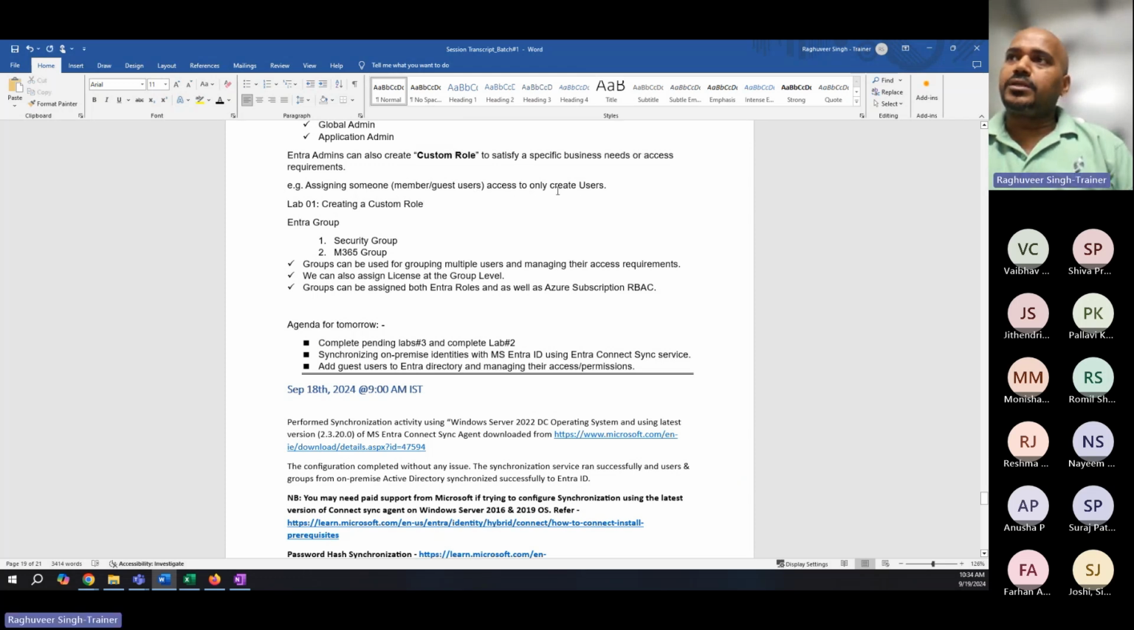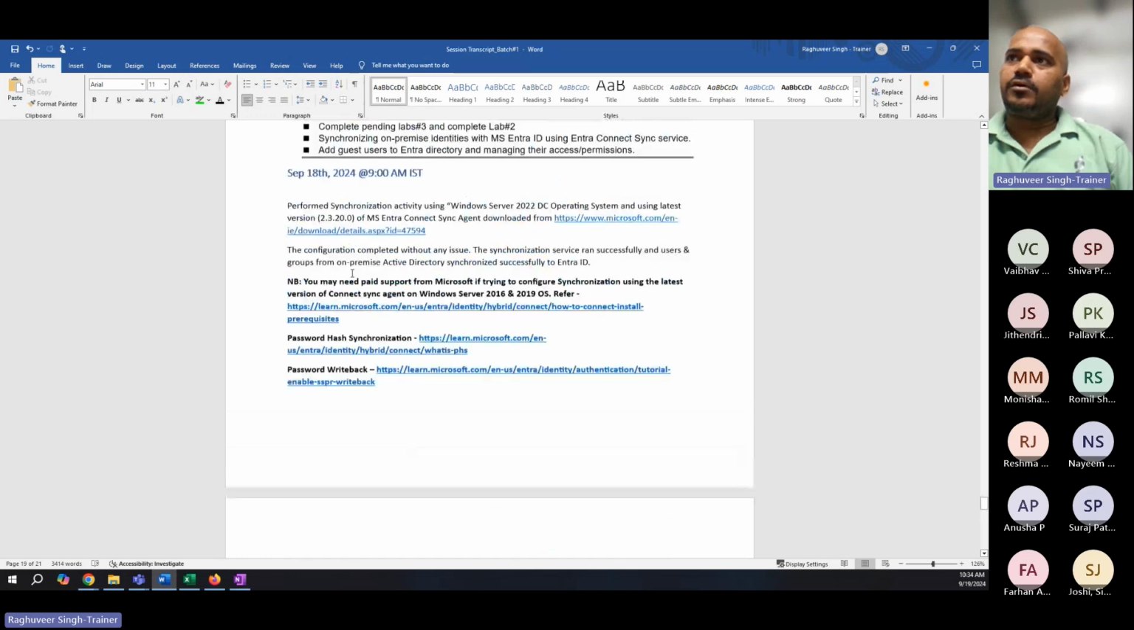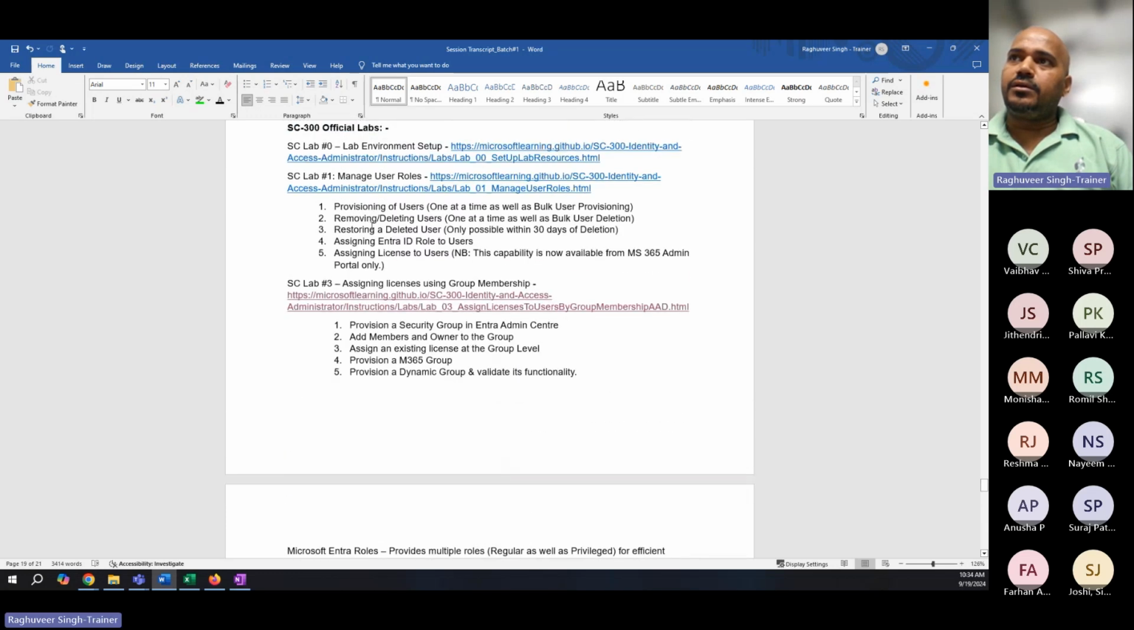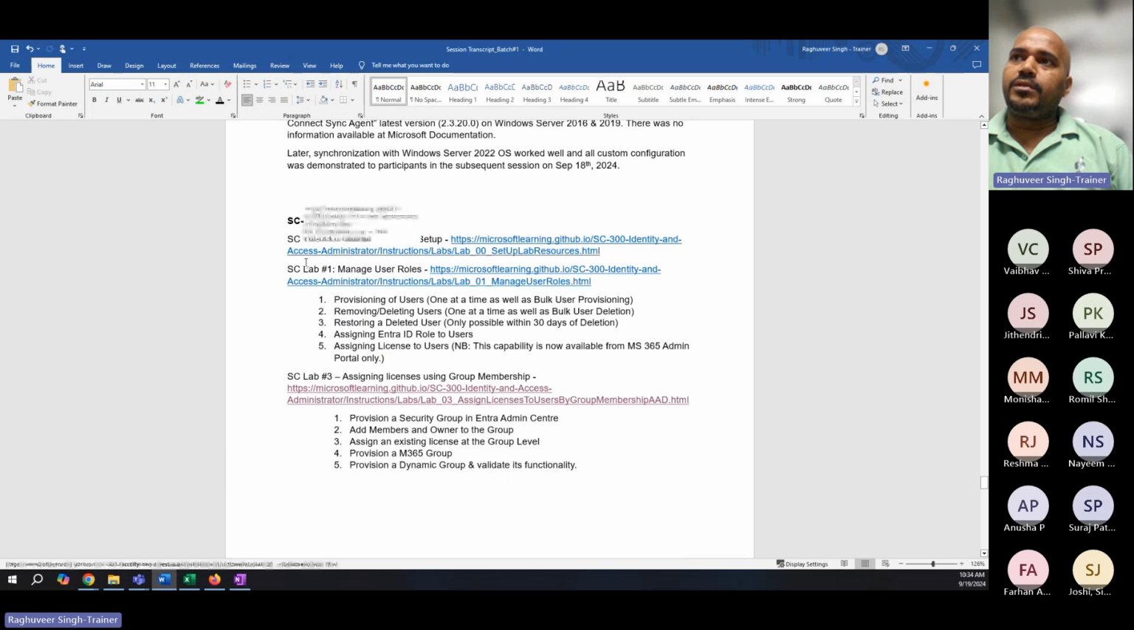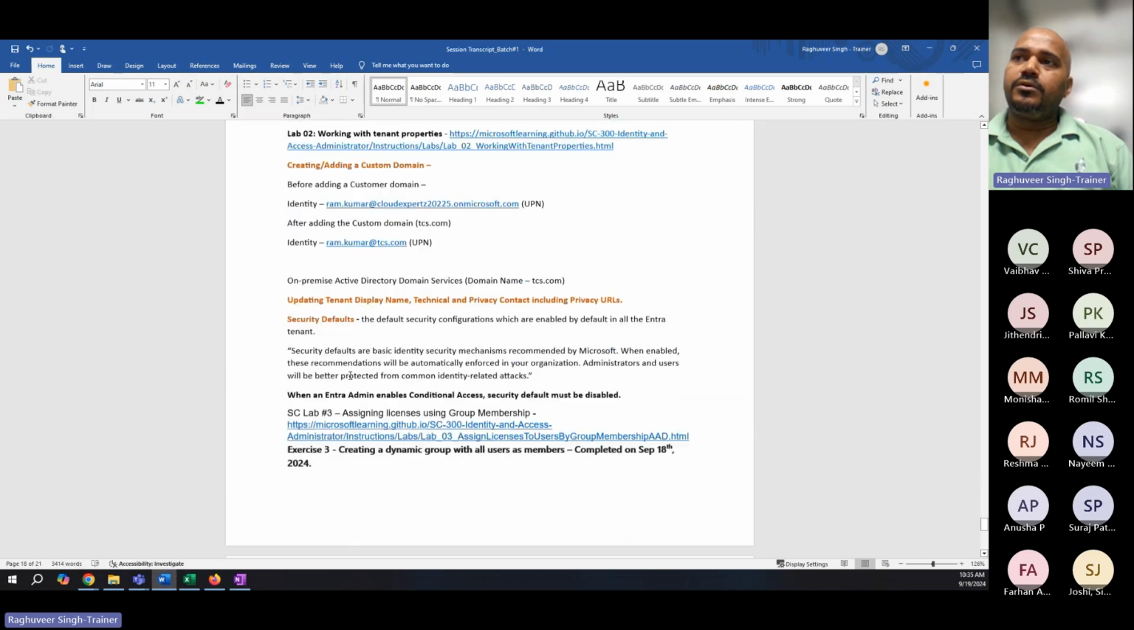Assigning someone member access to only create users, as I gave you the example. Lab 1, create a custom role. I did this lab also, so you can practice it yourself. That's basically what we did. We've completed lab 1 and lab 3. Now we will do lab number 2.